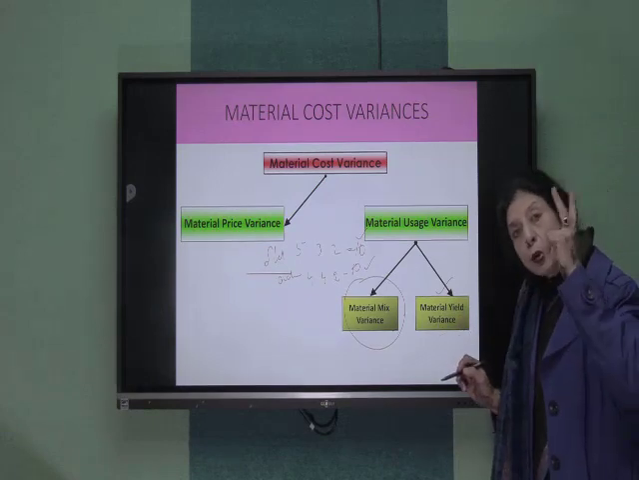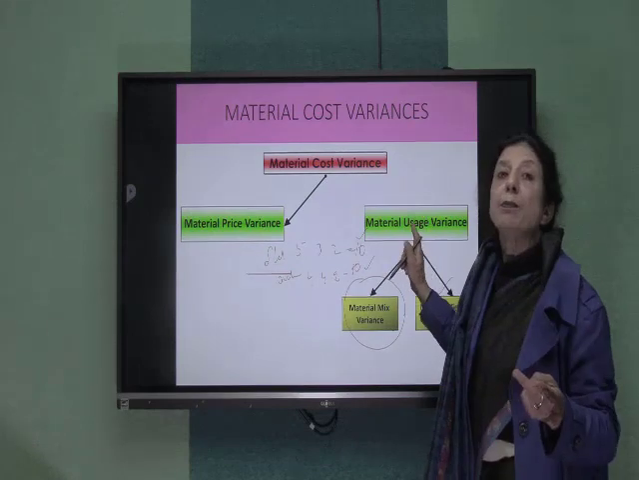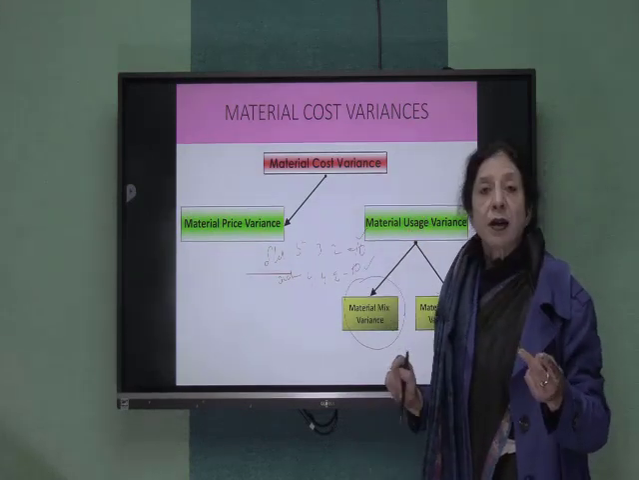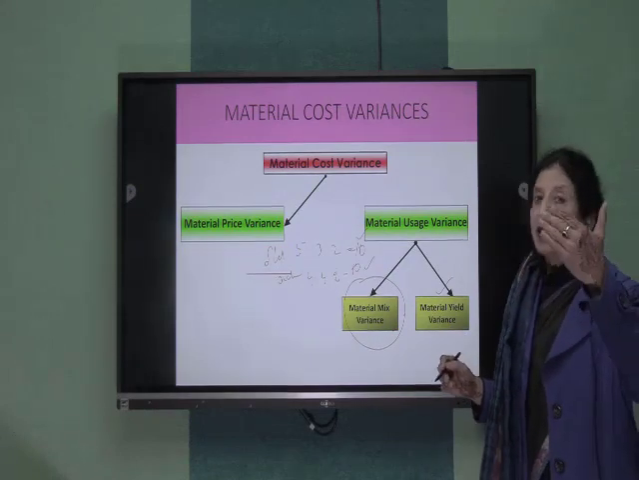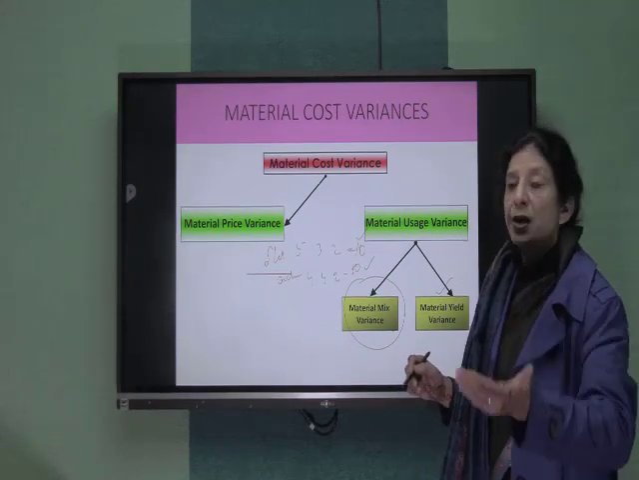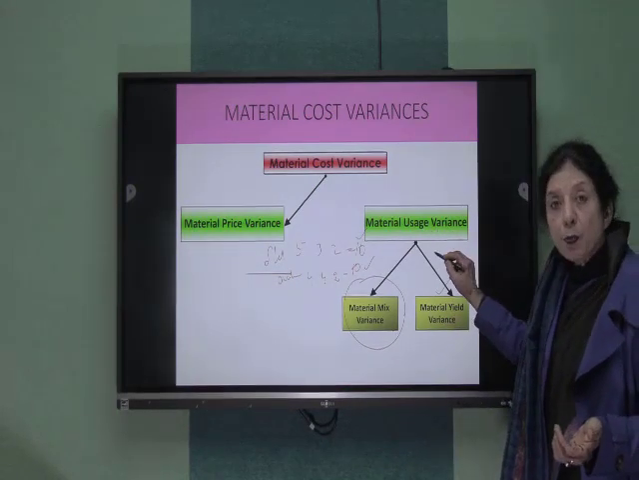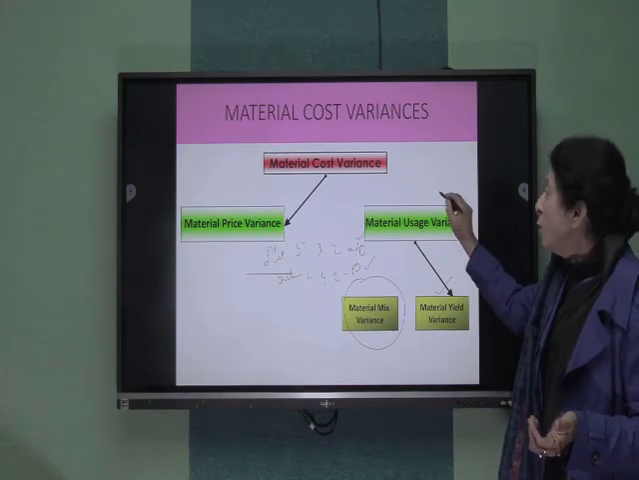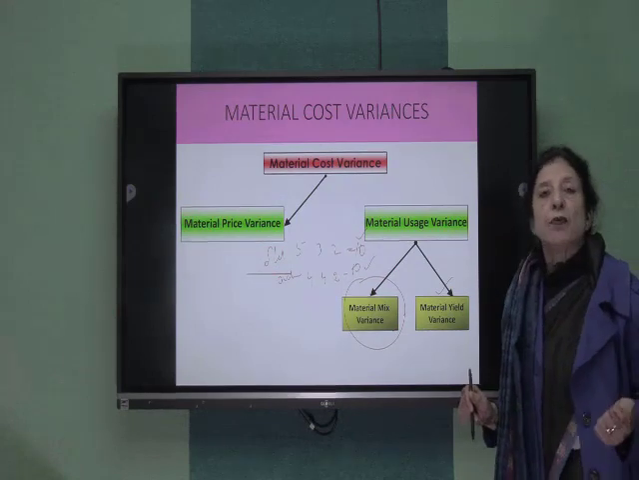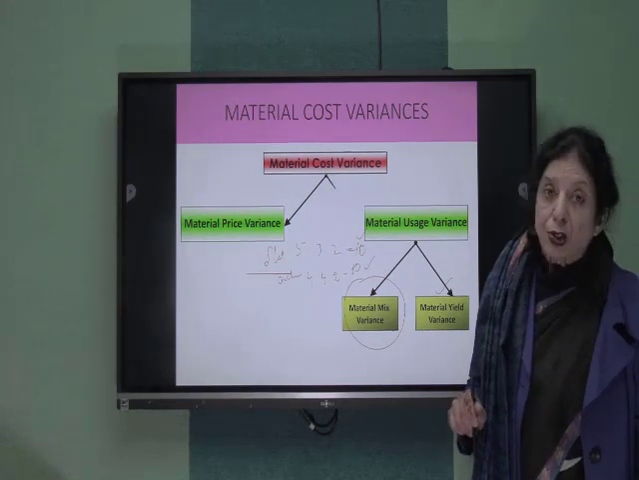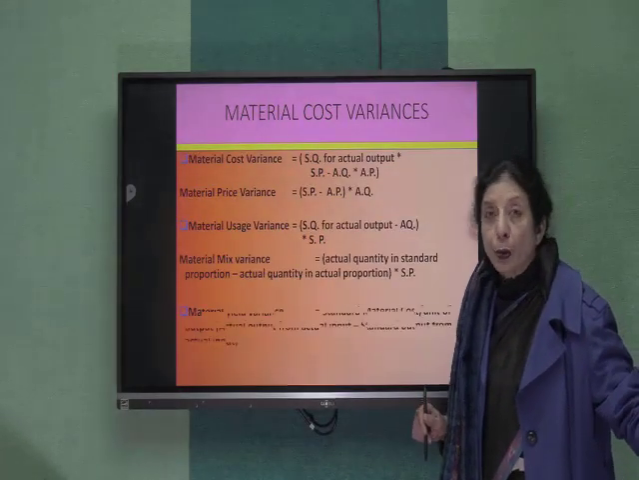Therefore, there could be 2 reasons. A change in the mix could be one reason why you are using more or less quantity than the standard quantity, or it can be the yield. The efficiency level could be the other reason. Efficiency of operation can be another reason for how much input we need for the production of 1 unit of an output. And if it is so, let's discuss how these things have to be calculated.